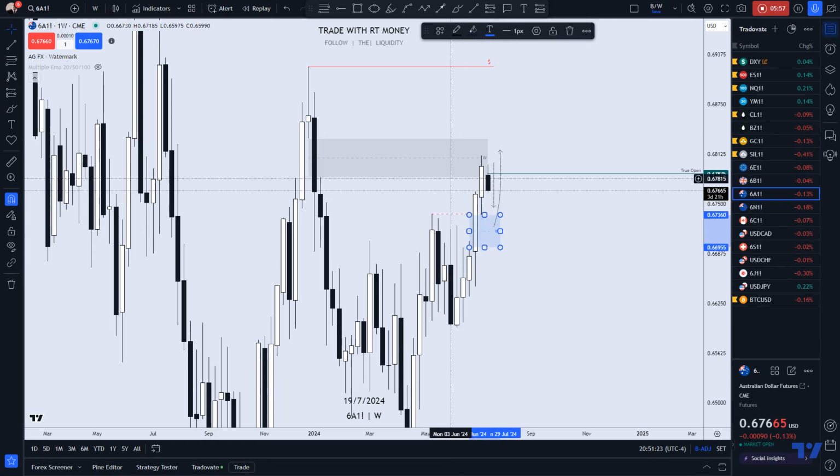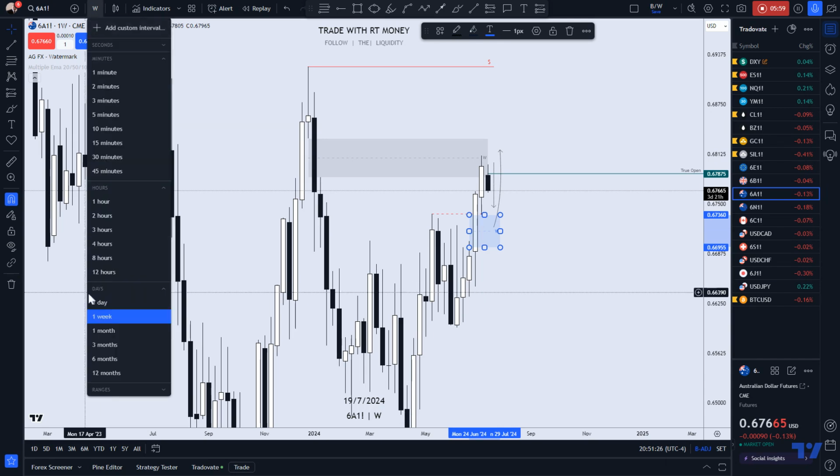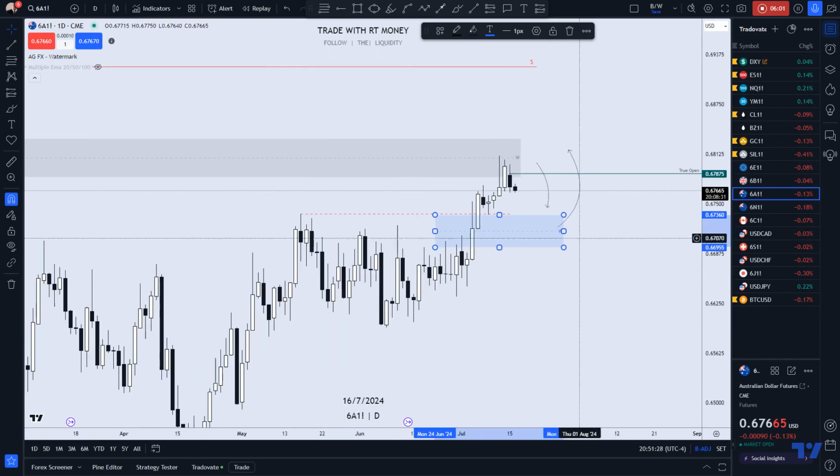But this is on a weekly time frame. If we go to the daily, we can see if we continue down, yes, tomorrow and maybe by Wednesday, we'll take that low, mitigate this fair value gap, just like this arrow has, and then we'll go for higher prices.